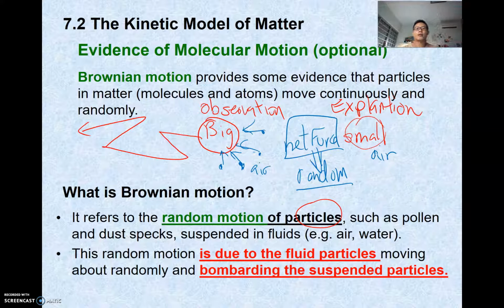Okay, so if you look at Brownian motion, it's actually talking about how a big particle moves randomly, and the reason behind it is the existence, or the bombardment, of small particles. Okay, and this is what Brownian motion is about. Inherently, there are two characters inside this explanation, and Brownian motion is important because the observation of a big particle moving randomly allows us to infer the existence or the behavior of the small particles, namely the air molecules or the water molecules.